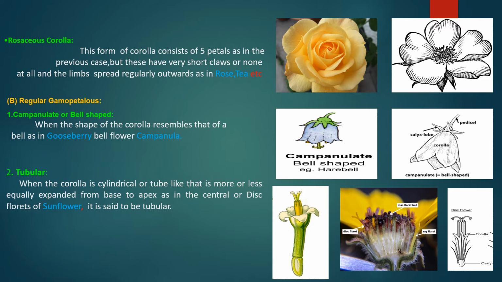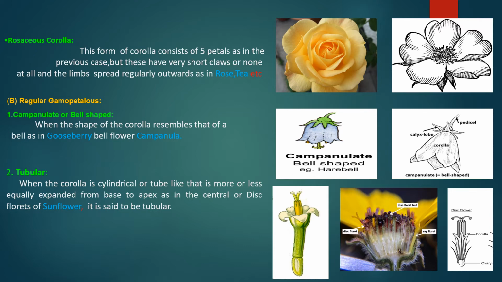Coming to the second category, that is regular gamopetalous. Under that we have the first type, campanulate or bell-shaped. When the shape of the corolla resembles that of a bell, this is called as bell-shaped or campanulate corolla, as we see in case of gooseberry as well as bellflower, that is campanula.